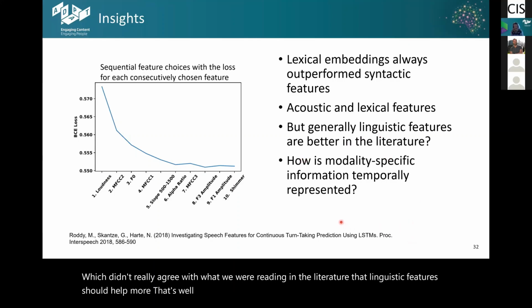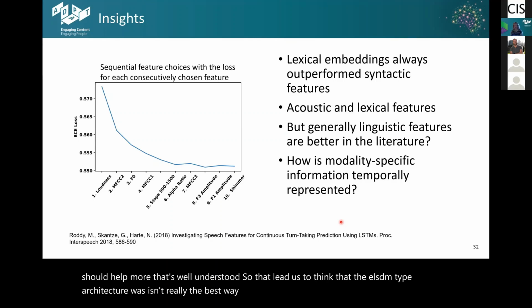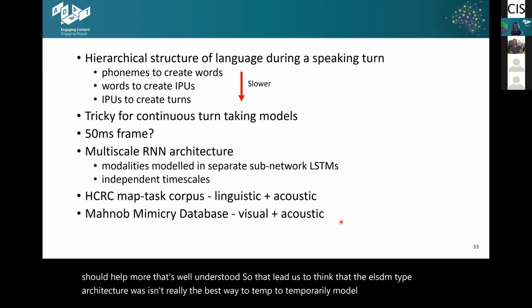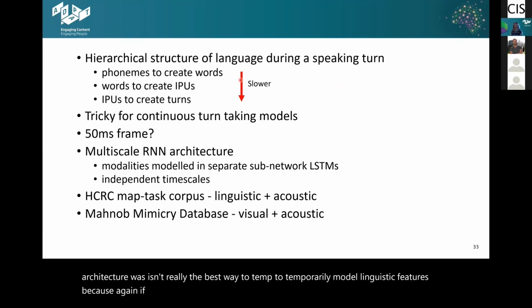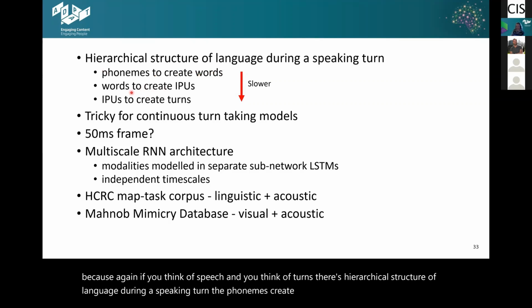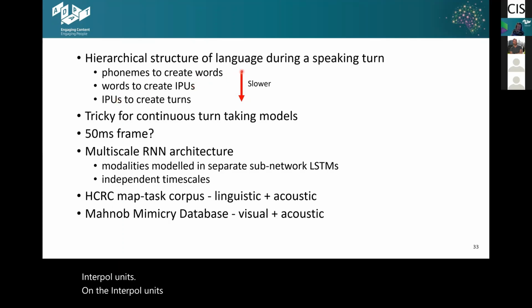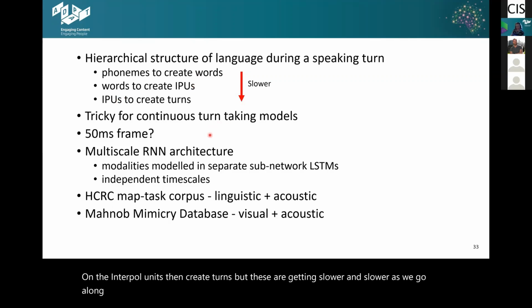So that led us to think that the LSTM type architecture wasn't really the best way to temporally model linguistic features. Because again, if you think of speech and you think of turns, there's a hierarchical structure of language during a speaking turn. The phonemes create the words, create the interpausal units, and the interpausal units then create turns. But these are getting slower and slower as we go along. And in terms of an LSTM model, that's quite tricky if you've just got a 50 millisecond frame for everything. So that led us to put together a multi-scale RNN architecture where different modalities can get modeled in separate LSTM subnetworks and can have independent timescales.